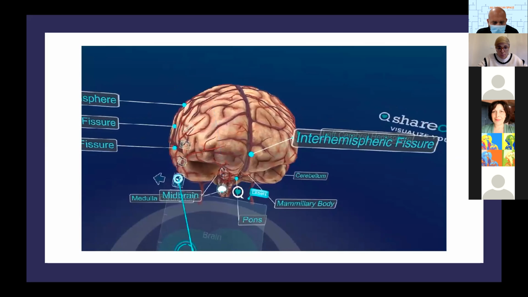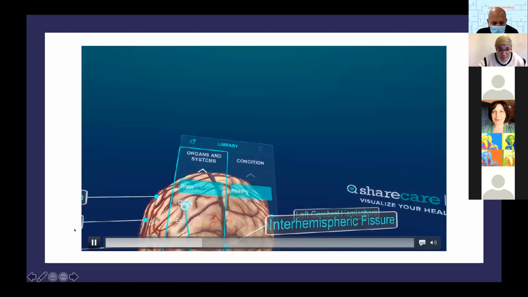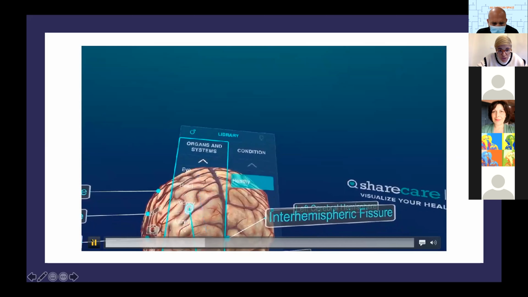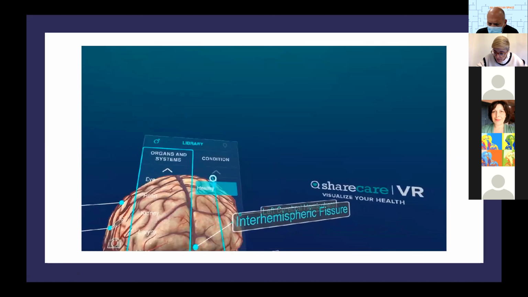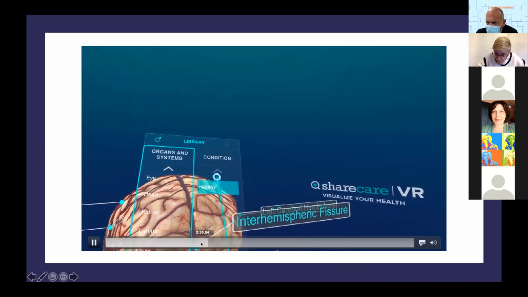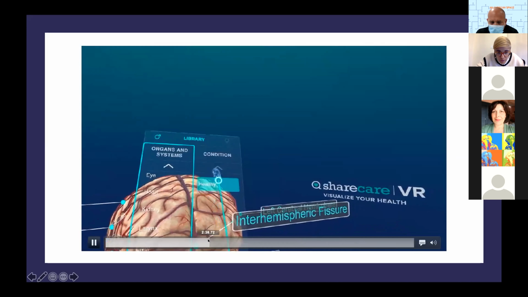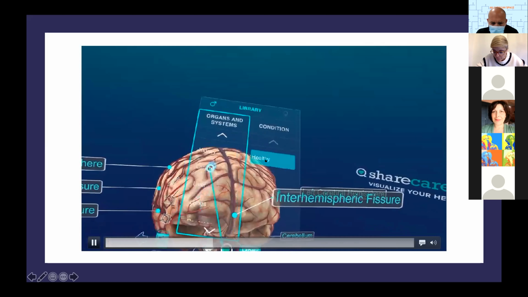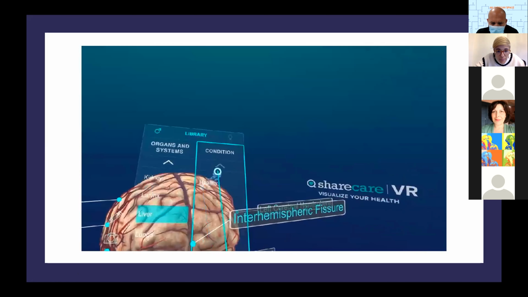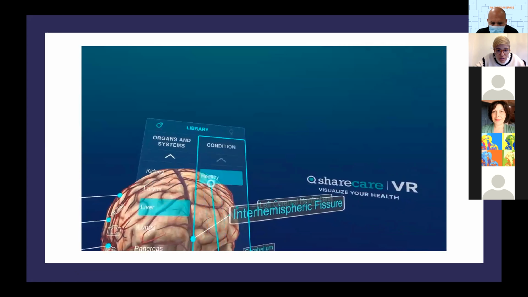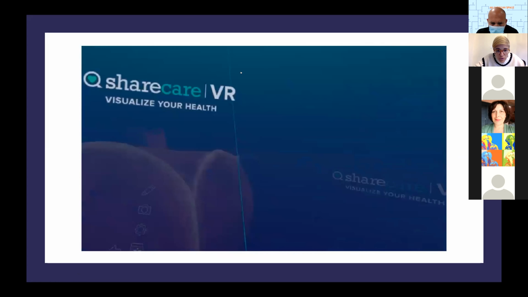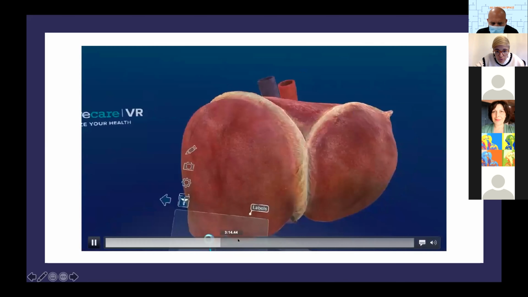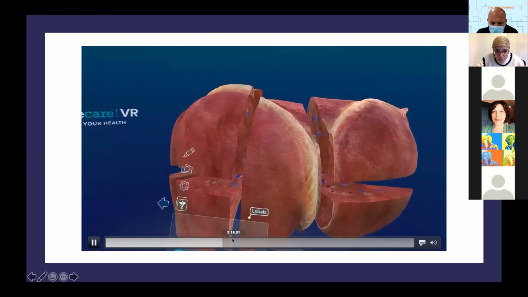Here it says organs and systems. So you choose the organ that you would like to explore. It says healthy condition because this provides only the healthy condition. That's the liver. I'm going to take you to the heart. Let me just show it to you here.